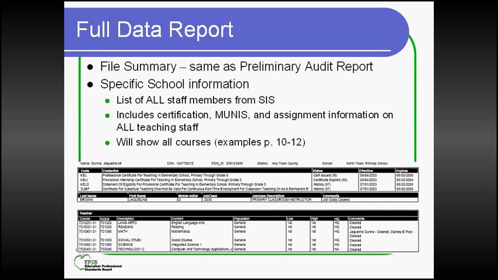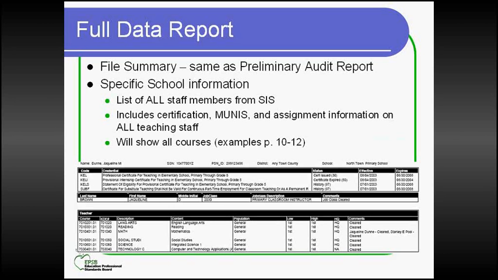So looking at the full data report first, we're going to kind of go backwards a little bit because I want to spend more time on the preliminary since that's our main tool. The basic information from the full data report is the same as the preliminary audit report. The first few pages will be the same. But once you get into the school pages, it's going to list all of the staff members from your student information system. And when I say all staff members, I do mean everyone. We pull all employee types now for LEAD.